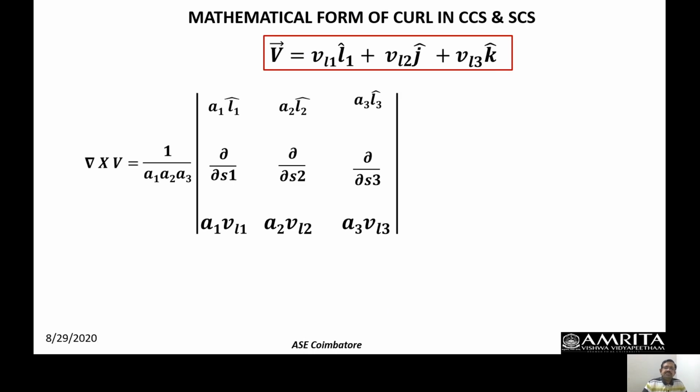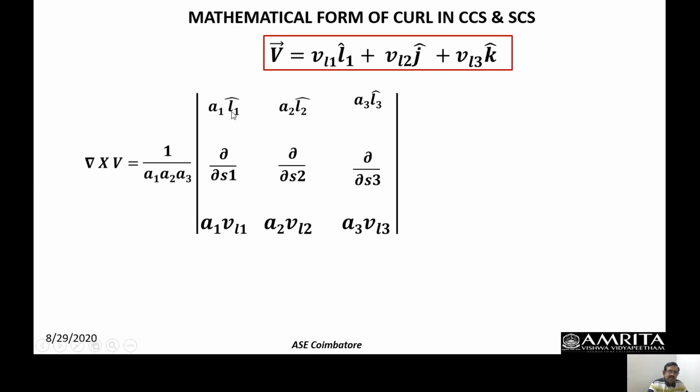So this is the formula. So here you can see that I have written the very generic formula. We know what is L1 hat, L2 hat, L3 hat. We know what is A1, A2, A3. We know what are these dou S1, dou S2, dou S3 for cylindrical and spherical. So simply substitute. For example, if I were to write for cylindrical coordinate system with this formula, all I need to do is A1 is 1, A2 is rho, A3 is 1. So I will have simply outside in cylindrical coordinate system 1 by rho here.